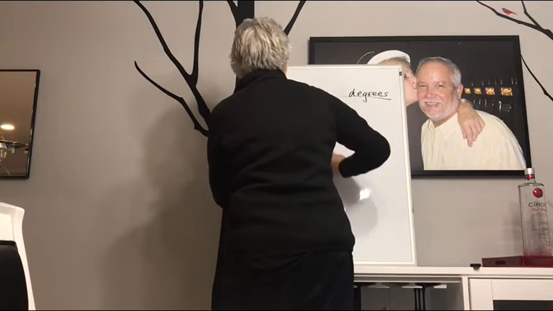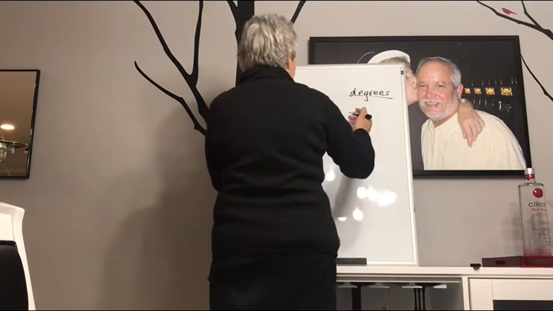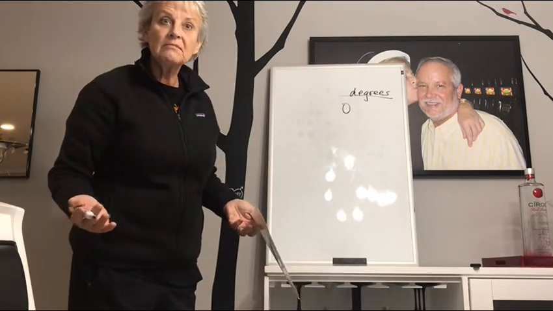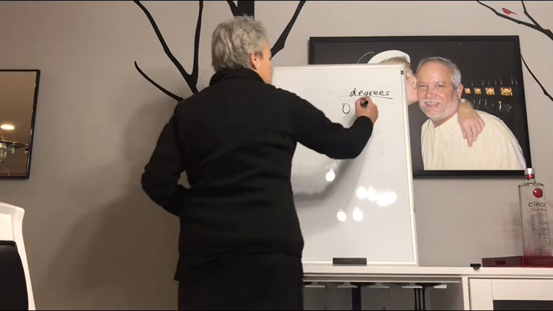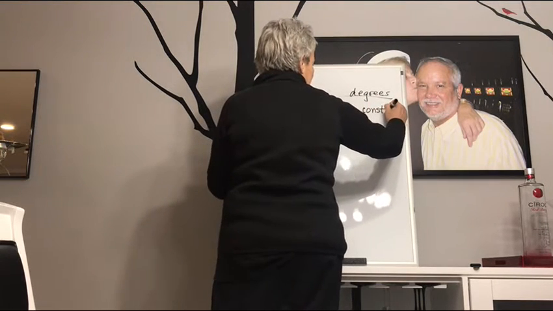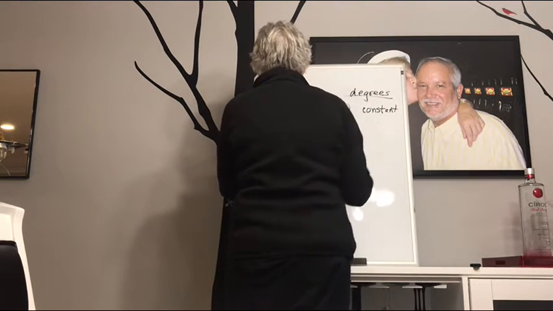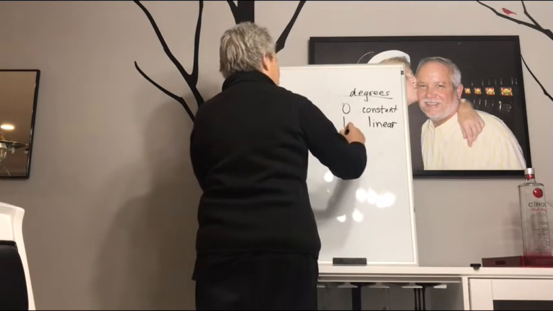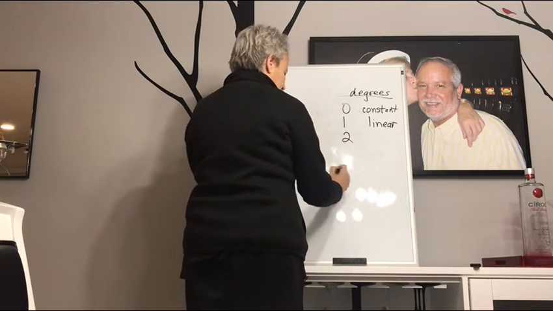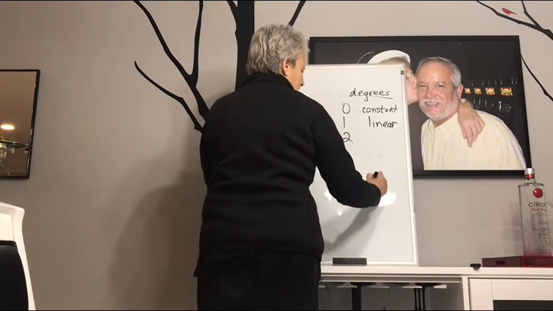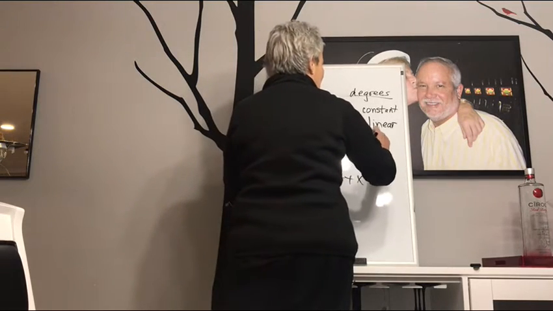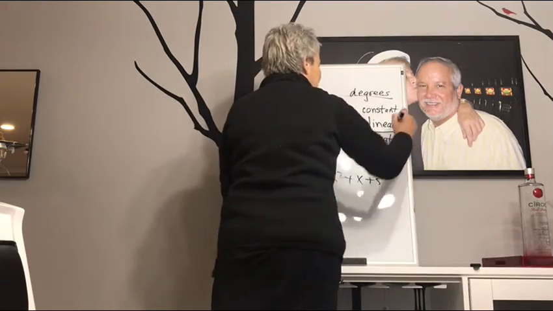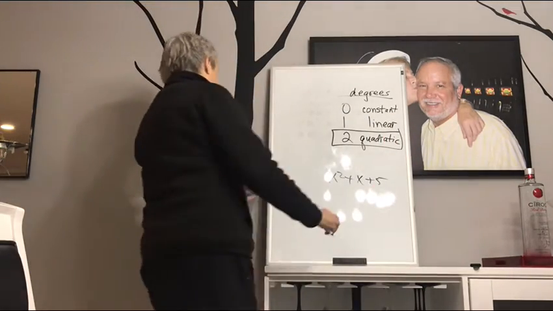In terms of degrees, a degree of 0 is a number. Any number has a degree of 0. It's called a constant. A degree of 1 is linear. A degree of 2, like x squared plus x plus 5, is quadratic. Be ready to learn all about the degree of 2, a quadratic, very soon.